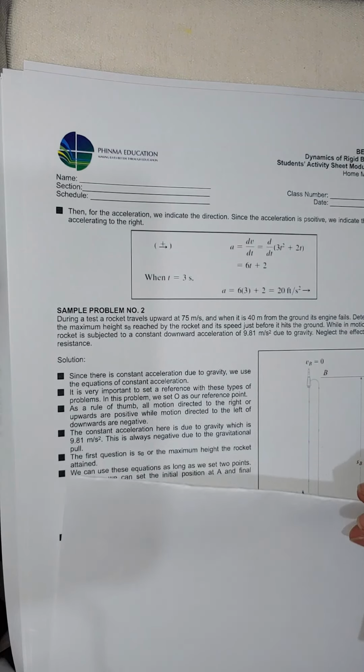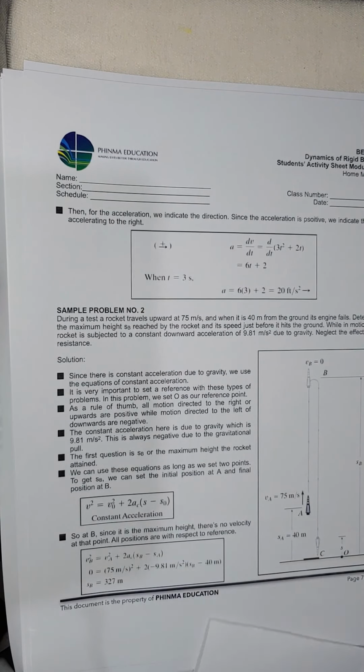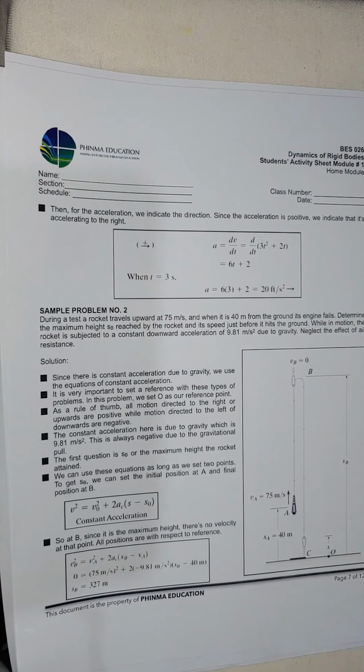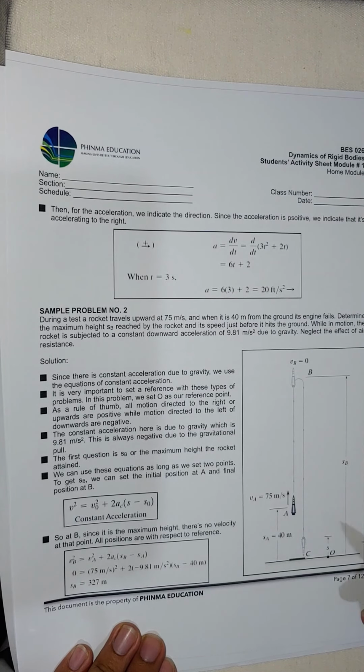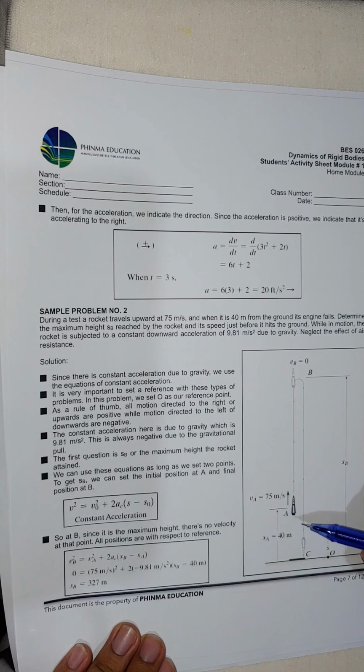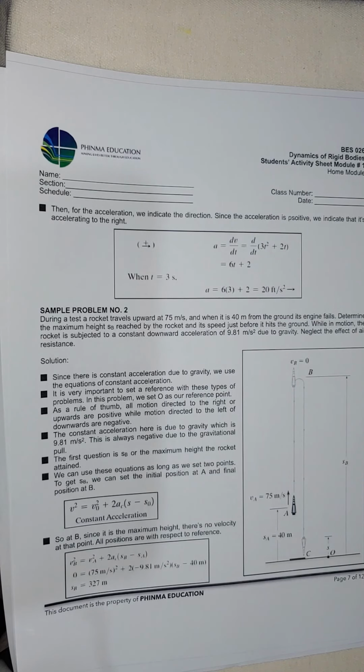Okay, for our problem number 2, we have a figure shown here, no? So this is a rocket test. The rocket shown here moves upward at 75 meters per second. So initial velocity is 75 meters per second. And when it is 40 meters from the ground, its engine fails.